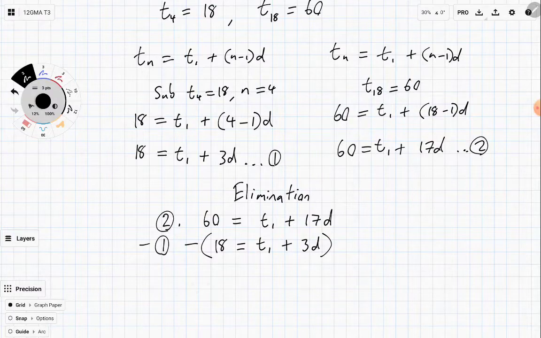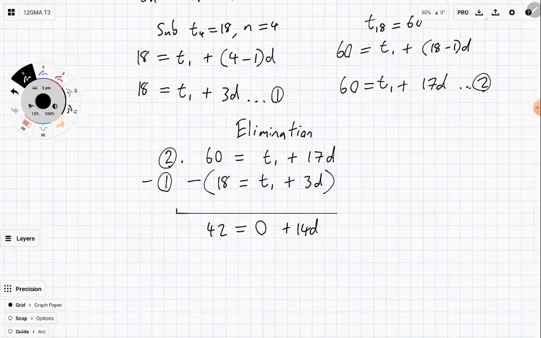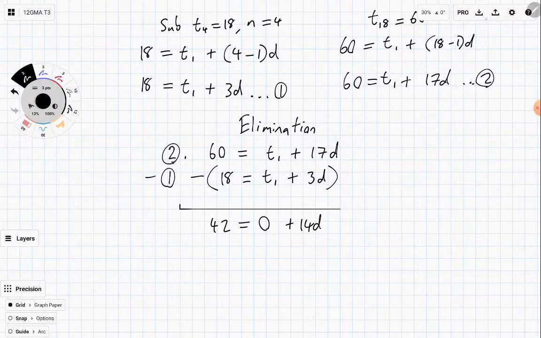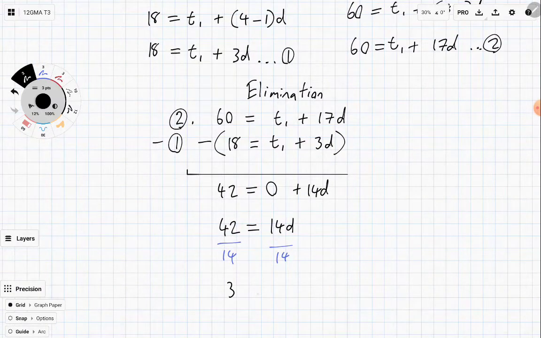So this is equal to 60 minus 18 is 42. T1 minus T1 is 0. 17d minus 3d is 14d. And now we can solve for the common difference. So we get 42 is equal to 14d. Divide both sides by 14. And we get that the common difference is 3.